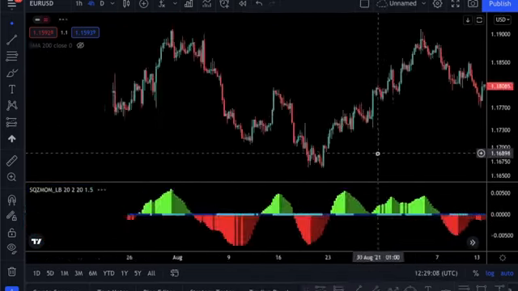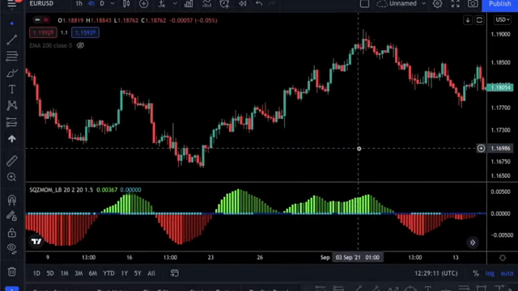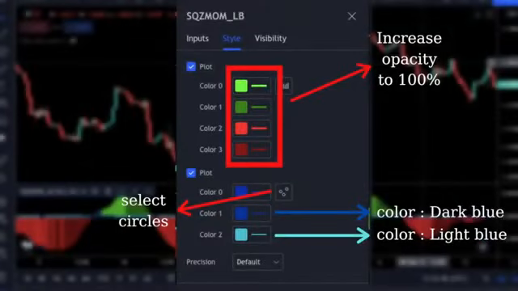If you follow these changes, your indicator should look something like this. Don't worry if you missed anything. Here you can see every change we have made on the settings. Please feel free to take a screenshot.